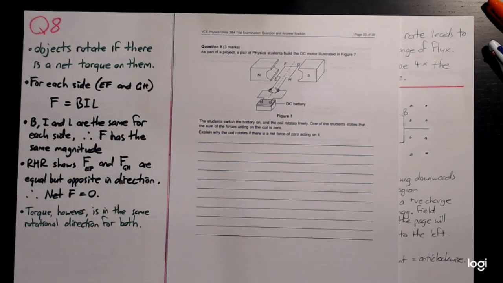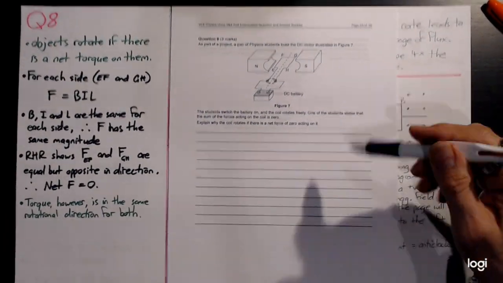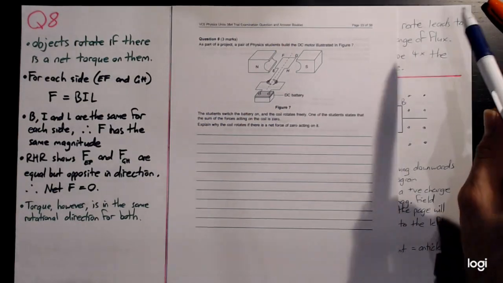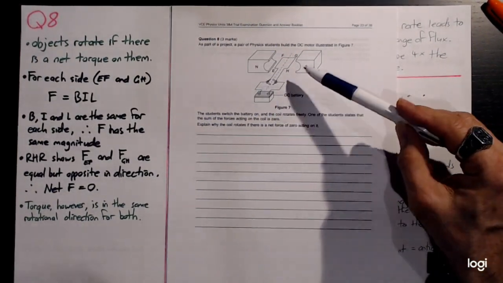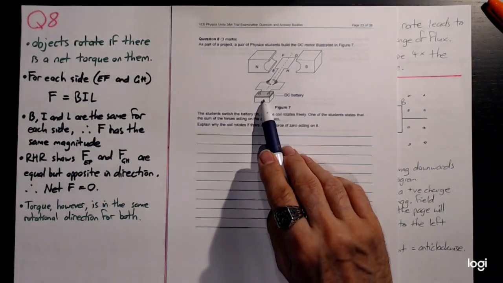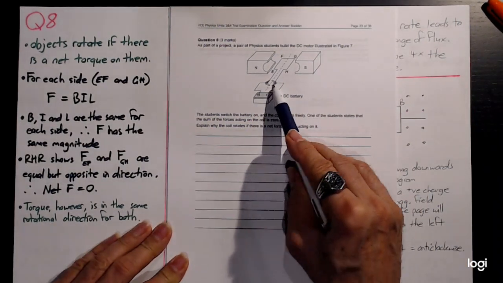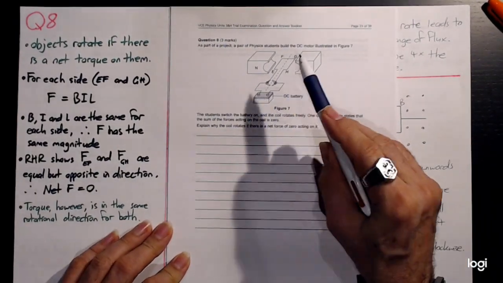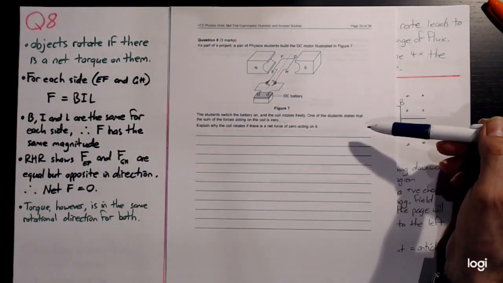Question 8 is another one where you have to be very good at explaining something. This is a real test. 3 marks. As part of a project, a pair of physics students built a DC motor. All right, so they've got a battery, a DC battery, and away it goes, right? You know the deal. Split ring commutator, doing the right thing, AC on the inside. Good. The students switch the battery on and the coil rotates freely, so it should.